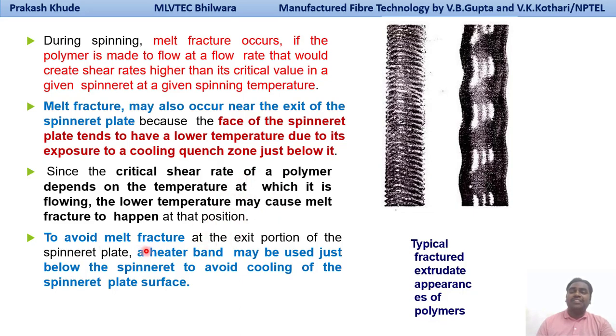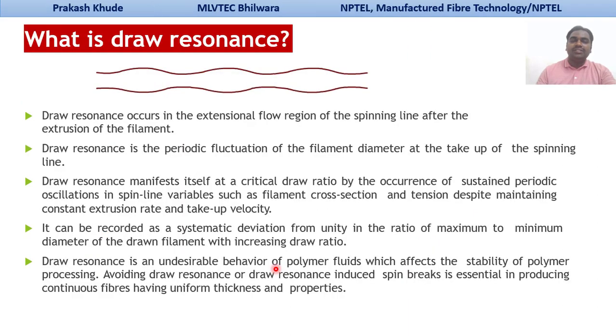To avoid this melt fracture at the exit portion of your spinneret plate, a heater band can be used just below your spinneret to avoid the cooling of your spinneret plate surface. So this is the way by which we can avoid this melt fracture or distortion of the surface of your fiber: by keeping the heater band just below the spinneret plate, so as to avoid the cooling of the spinneret plate surface.